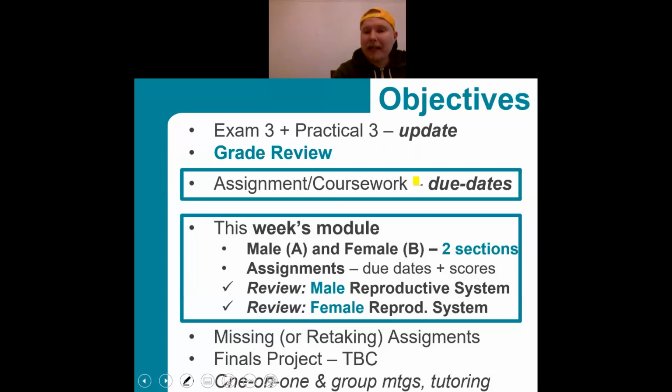The biggest thing that I want to remind you is that there are two learning modules where the material of this week is divided, for both male and female, each one in a different learning module. So remember to do both of those.